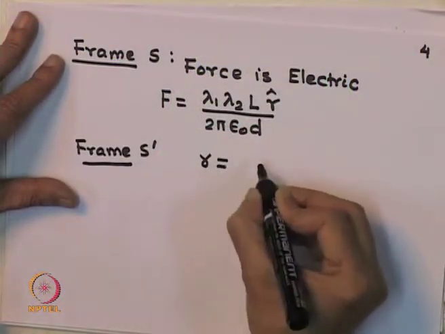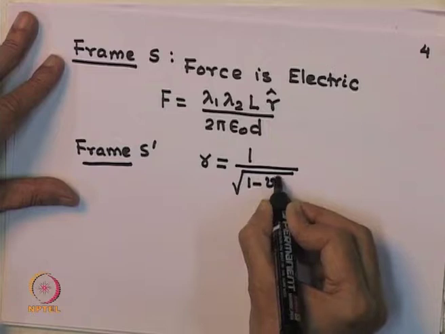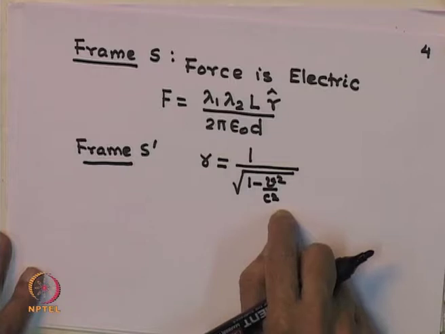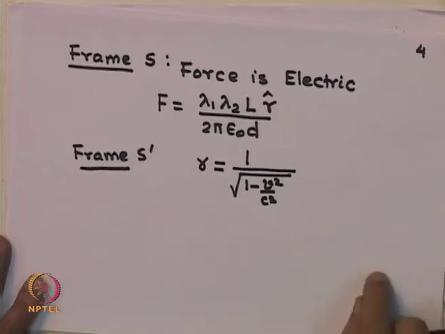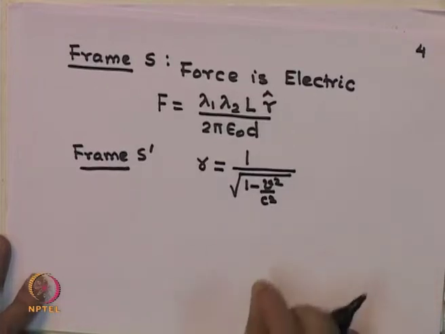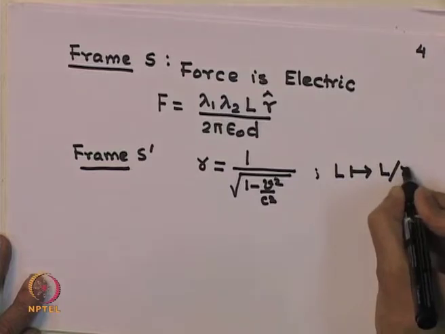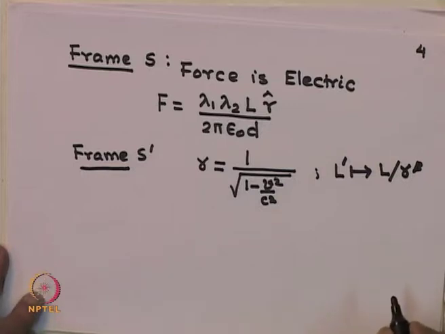So, as a result, L is contracted by a factor usually written as gamma, which is equal to 1 over the square root of 1 minus v square by c square. Now, since v square by c square is a quantity less than 1, this gamma is greater than 1, and as a result every length along that direction gets contracted by this factor. So, L will become L by gamma. L prime, let us call it, will become L by gamma.